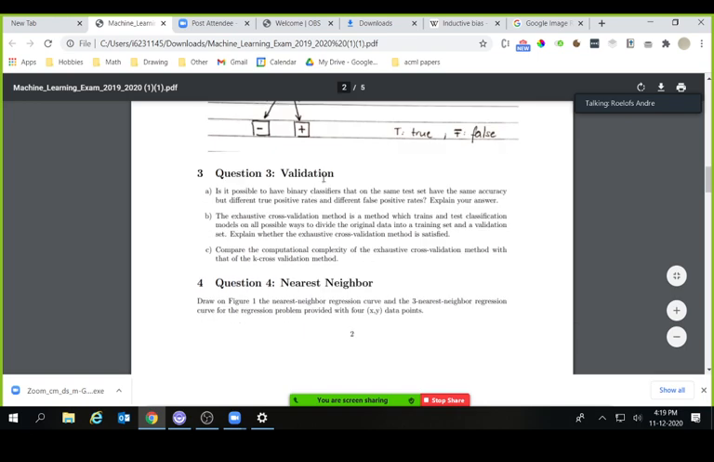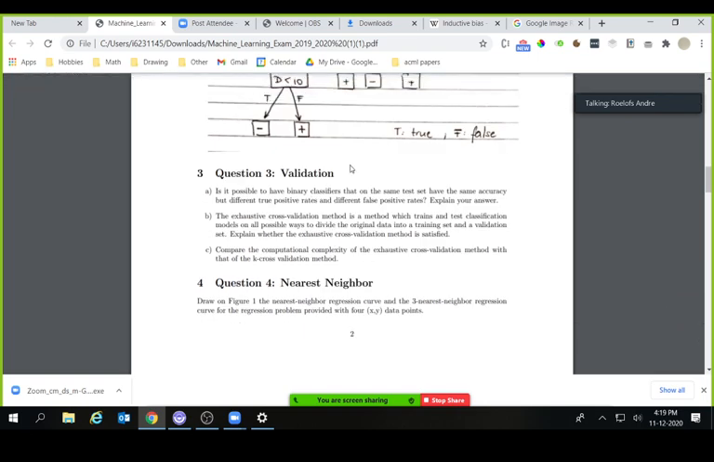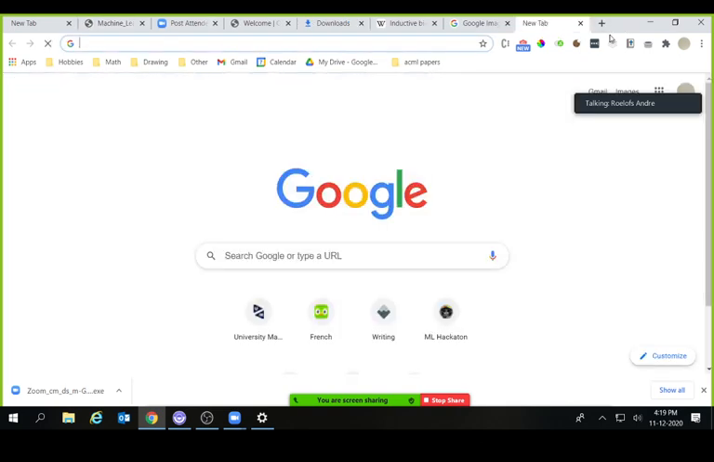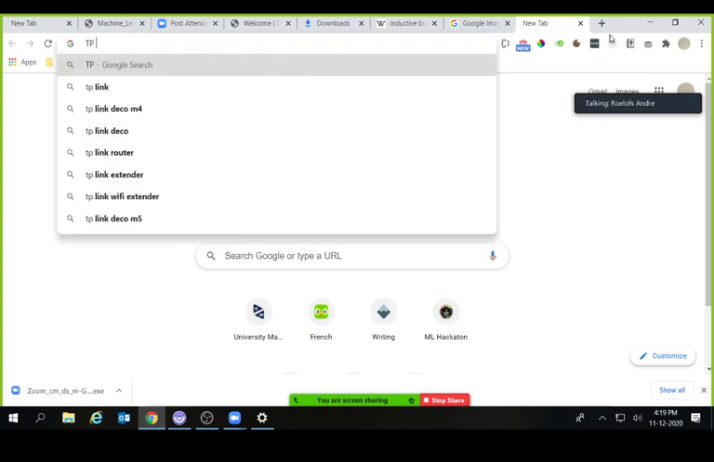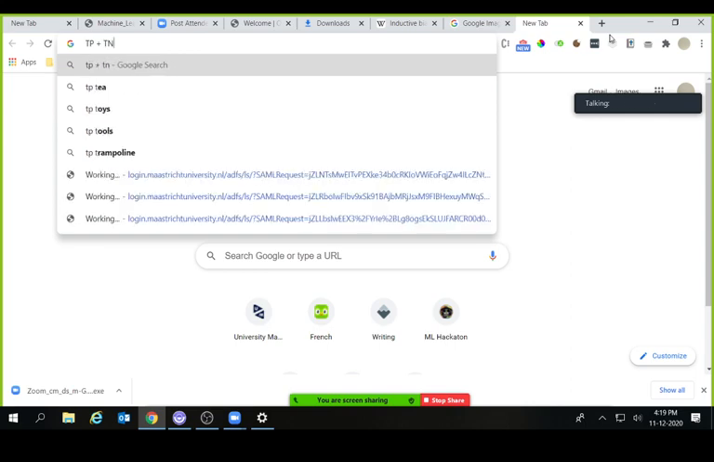Okay, so yeah, we can move on to the next question, validation. So first of all, is it possible to have binary classifiers that on the same test set have the same accuracy but different true positive rates and different false positive rates? Explain your answer. Well, from the slides, you might learn that the way that accuracy is calculated is by making a sum of true positives plus true negatives.